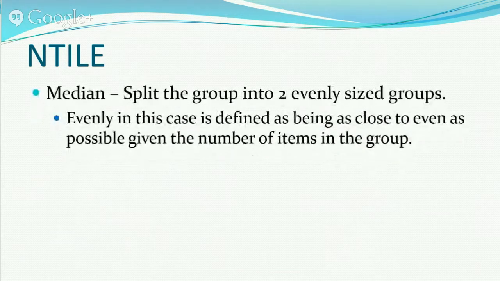So NTILE is a way to break result sets into different chunks or different subgroups. Think of it as if you had a group and you established the median: everything below the median would be one group, everything above the median would be another group. It would be 2 evenly sized groups, plus or minus 1, depending on whether there's an odd number in the group or not. So it's as close to even as possible given the numbers we've got.